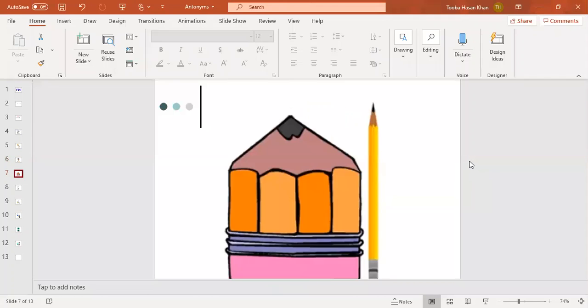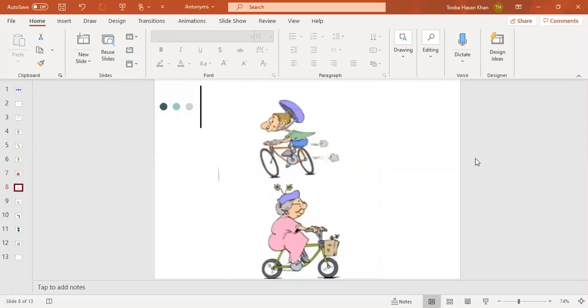Okay, what do you think are the words here? The answer here will be thick and thin. One pencil is really thick, it's very wide in size, and the other is very thin, right? So the antonyms here will be thick and thin. Let's come to the next slide.